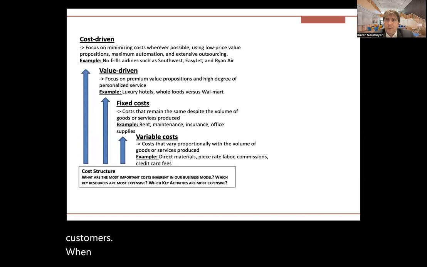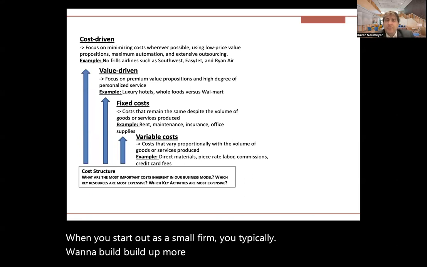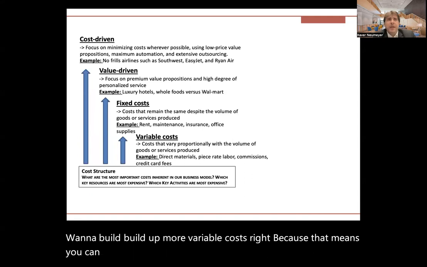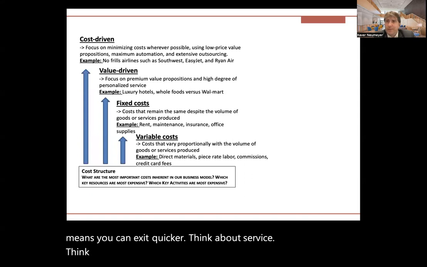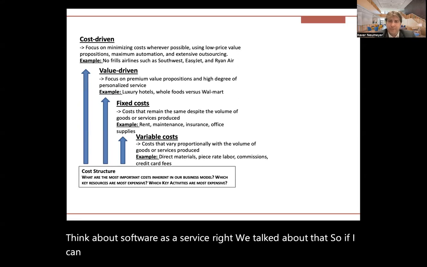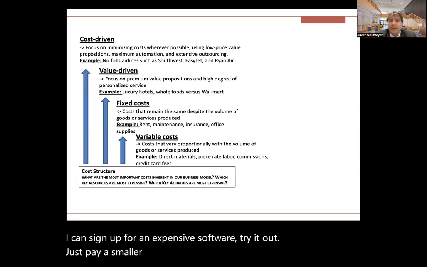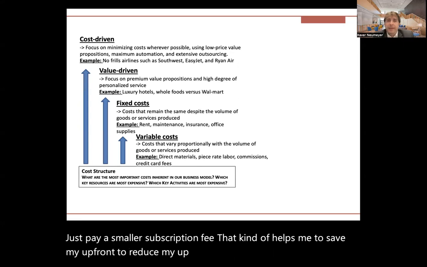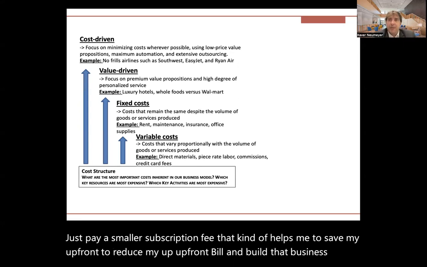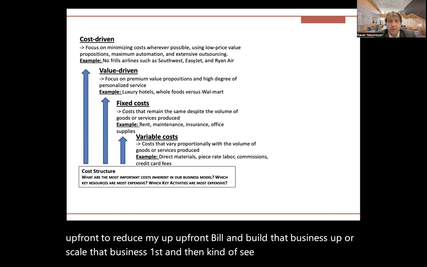When you start out as a small firm, you typically want to build up more variable costs, right? Because that means you can exit quicker. Think about software as a service, right? We talked about that. So if I can sign up for an expensive software, try it out, just pay a smaller subscription fee, that helps me to reduce my upfront bill, and build that business up or scale that business first, and then see where things are heading.